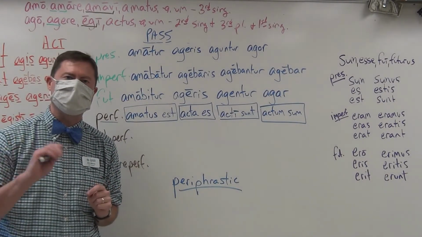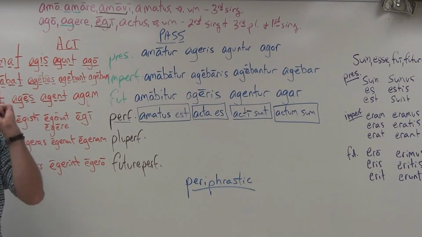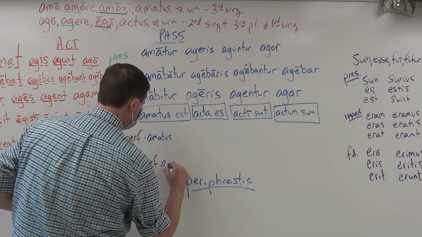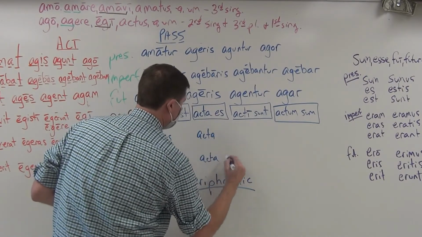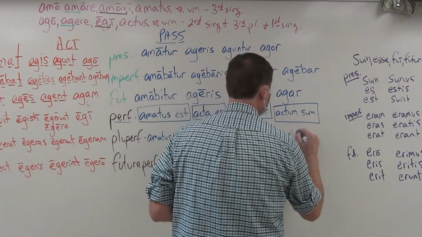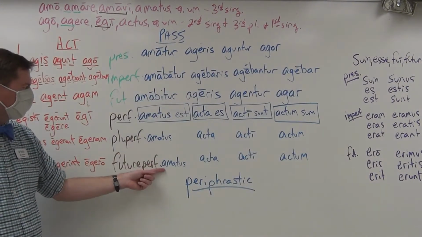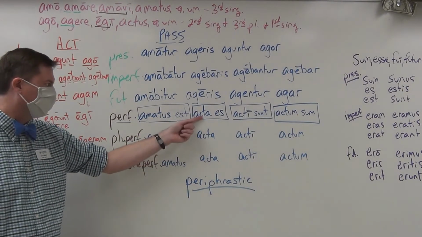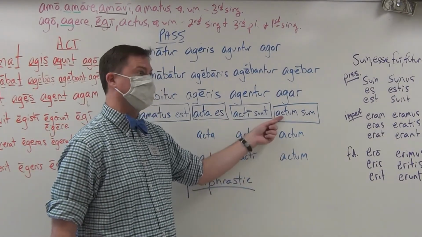Now this is the genius and the best part. For the pluperfect and the future perfect, again you're going to use the perfect passive participle. So I'm going to go ahead and write them in. Amatus, acta, acti, actum. I see amatus, I do not see amatus, because there's an S with it. I see acta, I do not see acta. I see acti, I do not see acti. I see actum, I do not see actum.